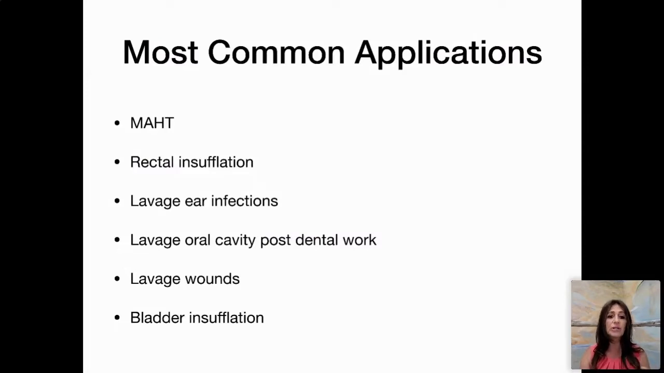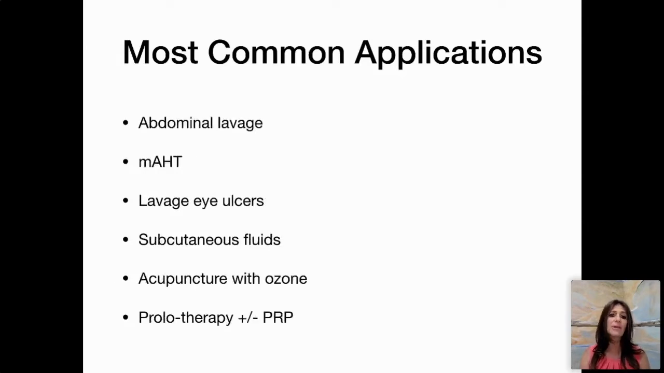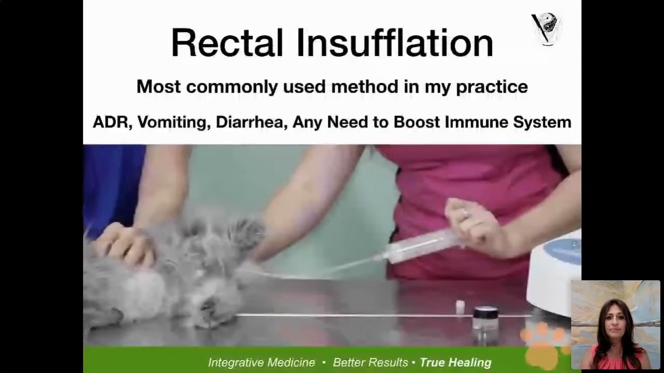Here are the most common applications that I use in my practice: major autohemotherapy, rectal insufflation. We lavage ears. We do it in our dental work. We always lavage the mouth if we've taken teeth out or if we have any ulcerations in the mouth, lavaging wounds, inflating ozone into the bladder, whether it's the straight gas or using ozonated saline into the bladder. Abdominal lavage, where we literally take ozonated saline and lavage it into the abdomen. Minor autohemotherapy, rinsing eyes with ozone, giving it subcutaneously, using it as acupuncture, and also prolotherapy with or without the PRP.